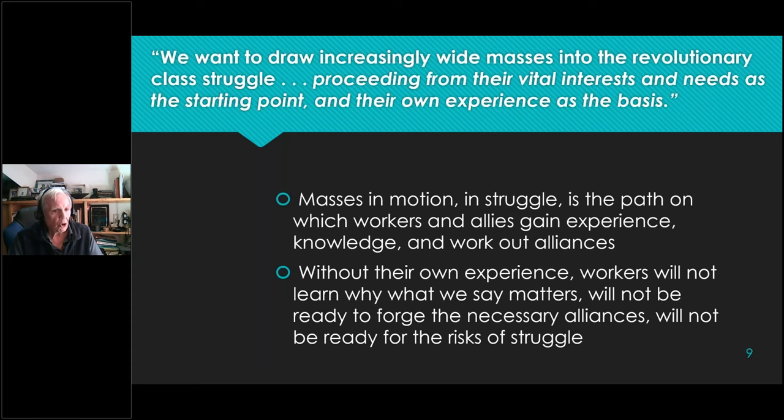Without their own experience, workers will not learn why what we say matters. They won't be ready to forge the necessary alliances, and they won't be ready for the risks of struggle. And by the way, one of the main goals of the violence and the militarism of the fascists is to escalate those risks of struggle, to make people fear for their lives if they engage in struggle, make them fear for their jobs, make them fear they'll be thrown in concentration camps, make them fear that they'll be deported. And that's to use that fear to remove them from the field of political struggle, to make the costs so high that people won't fight back.